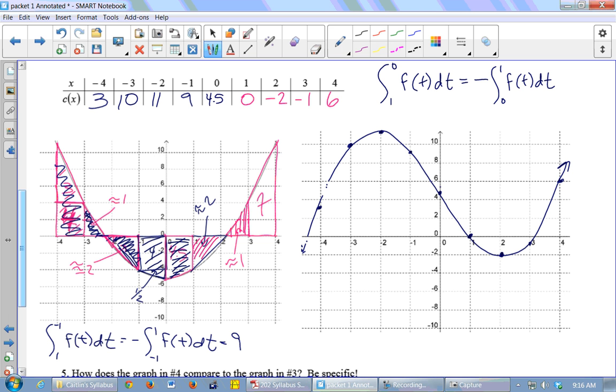Okay. What do you notice about this function? It's the same shape, but what's different about it? It's shifted. Yeah. It's shifted. Vertical shift. The other one went through negative 4, 0. So it got shifted up.